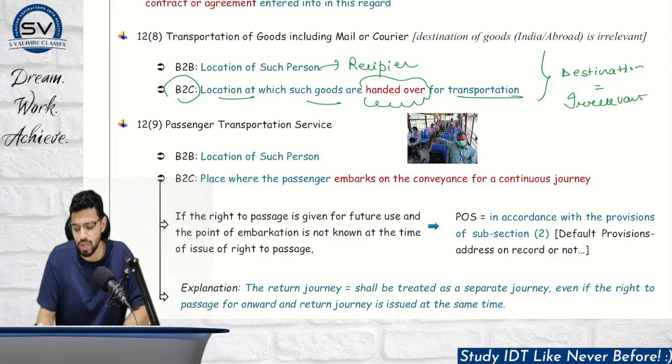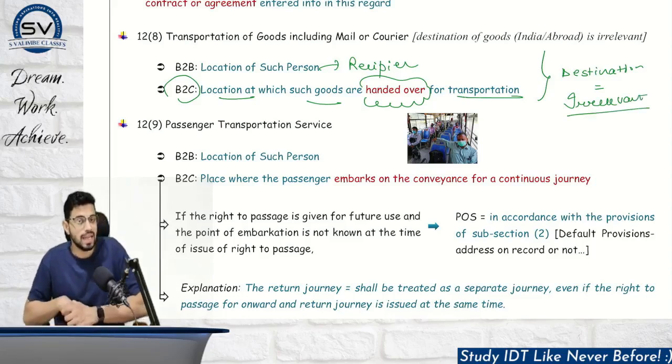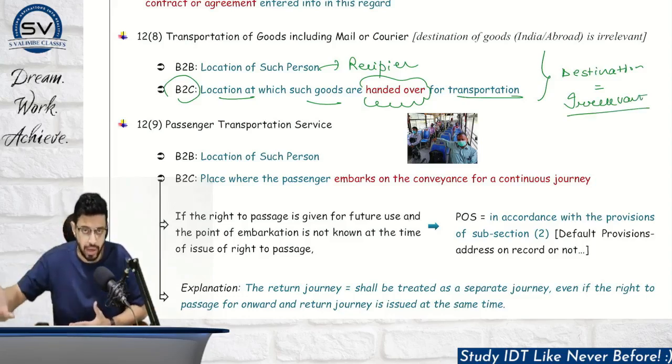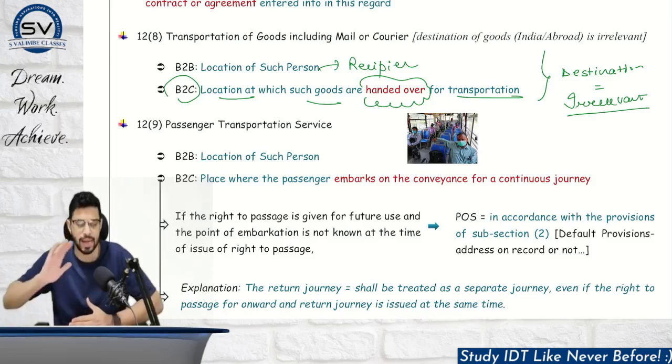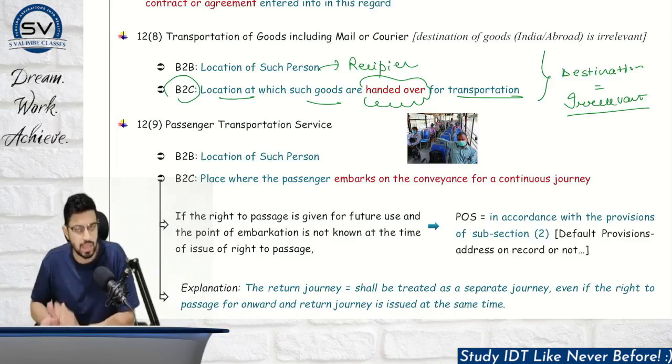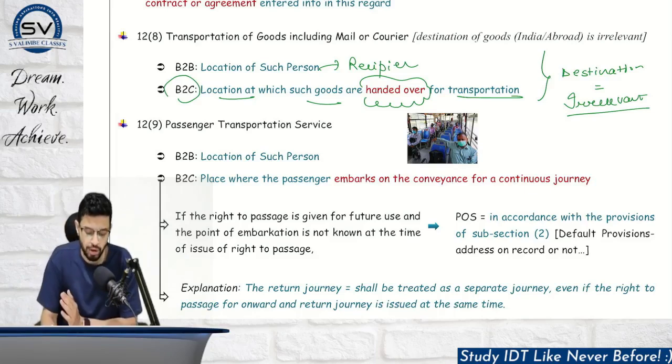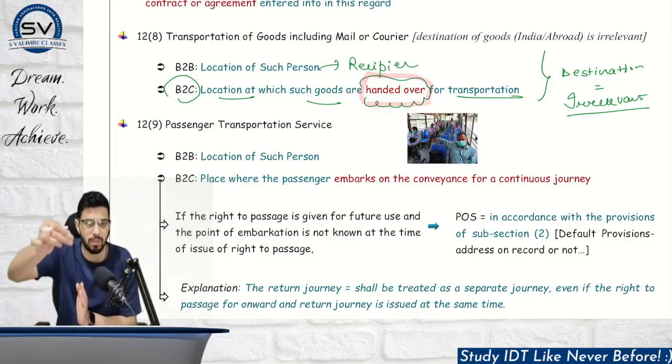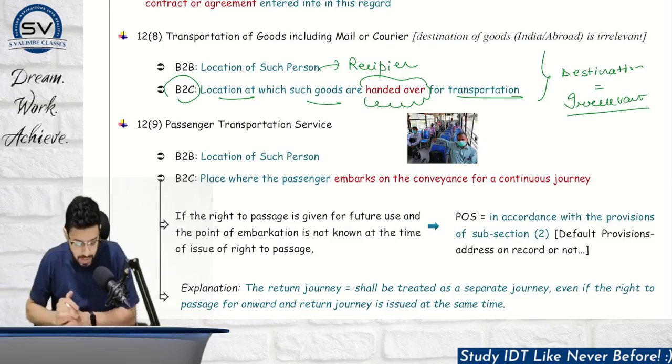Earlier there used to be a proviso which used to say that in case the movement of goods is happening outside India, then the place of supply will be outside India. But that proviso to section number 12 subsection 8 is now amended. It has been deleted. So now you have to see whether it is a B2B case or B2C case, right? In case of B2B, it will be the place of the recipient, that is the registered person. In case of B2C, it shall be the place where the goods are handed over for transportation. Basically, wherever the recipient will say these are the goods for transportation, that place will be the place of supply. I hope this is clear.